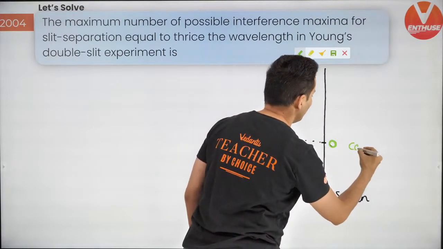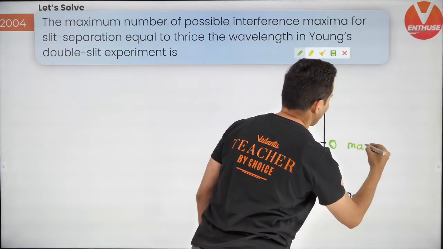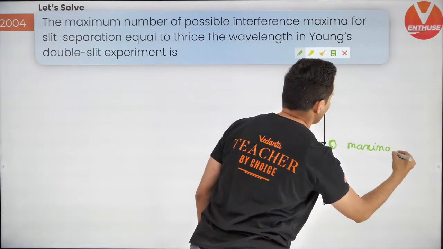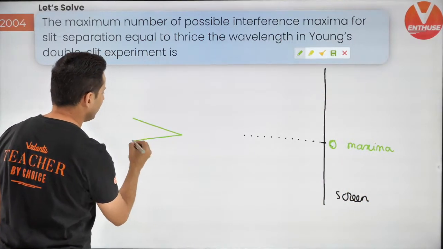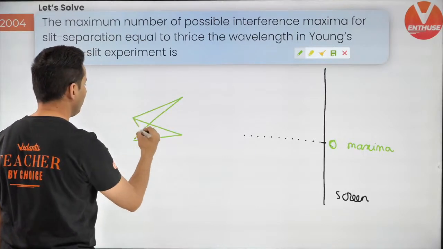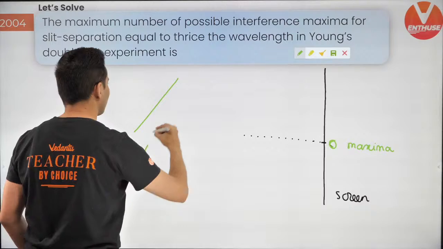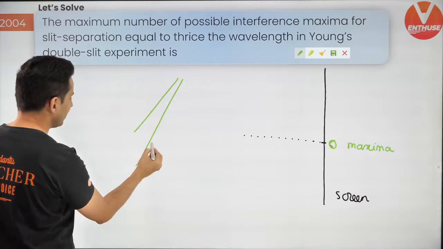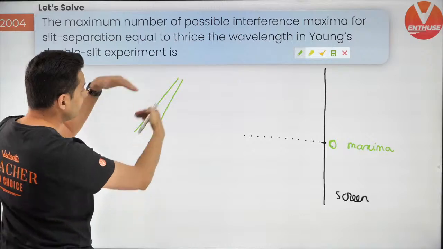And that's why it's going to be constructive, or I can say a maximum. It's going to be a maximum. Now, remember I told you that at O, the path difference is 0, but as you go far away, the path difference increases, and as you keep on going far, one of the rays has to travel more than the other.